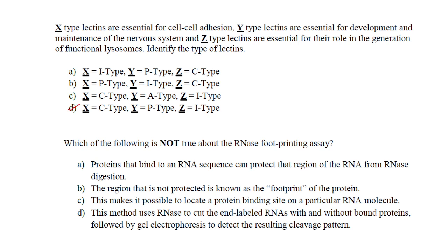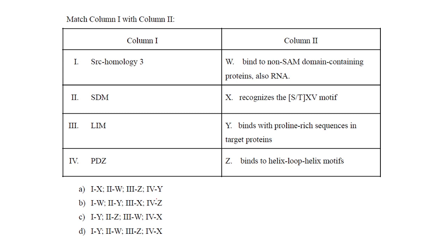So what is not true about the RNA footprinting assay? The region that is protected is known as the footprint of the protein. That which is not protected is not the footprint. The region that is protected is the footprint. And proteins bind to an RNA sequence that can protect the region of RNA, that is right. It makes it possible to locate. The other options are correct. So now another match the following. SRC homology 3, SDM limb.